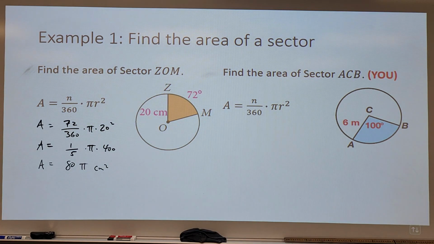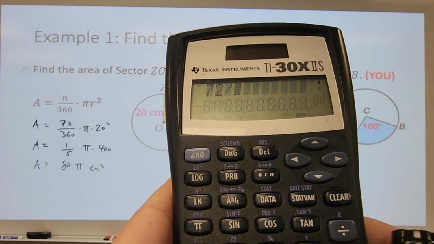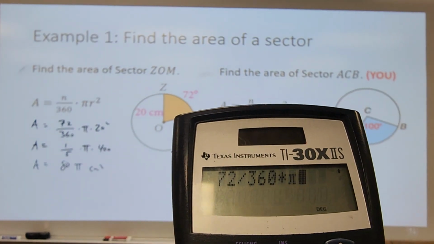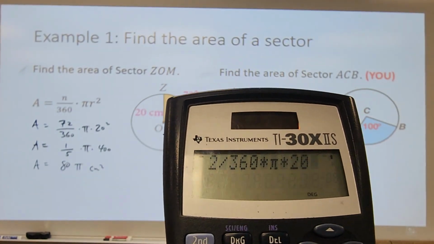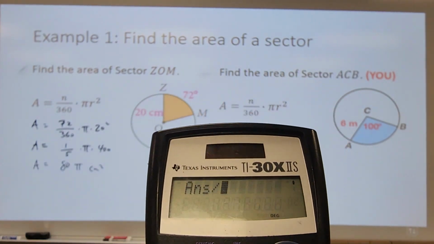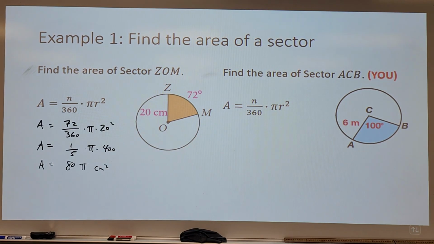If I were to type that with the pi included, let's clear that out: 72 divided by 360 times pi times 20 squared, it would give us that same decimal, but I don't care about the decimal. Let's divide out that pi and see that that's 80 pi. Sorry for the camera freaking out on you guys there.